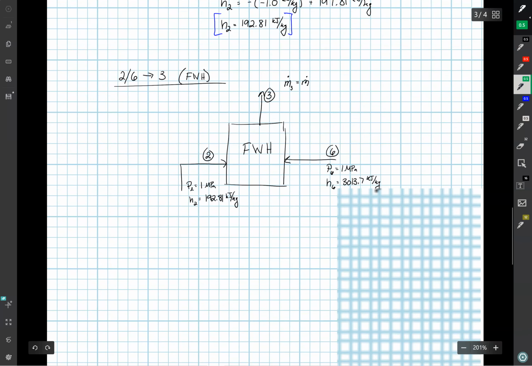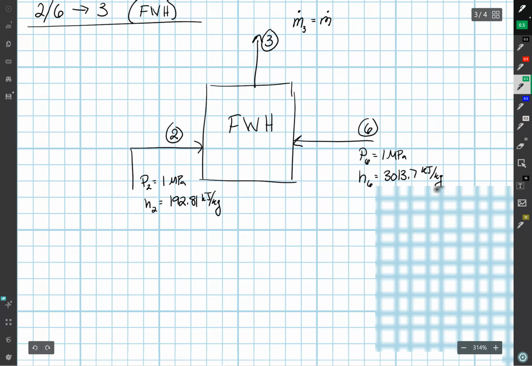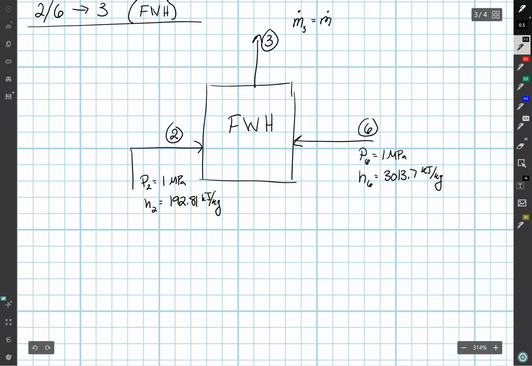So let's write what those mass balances are. Six equals y m dot, and 2 equals 1 minus y m dot.